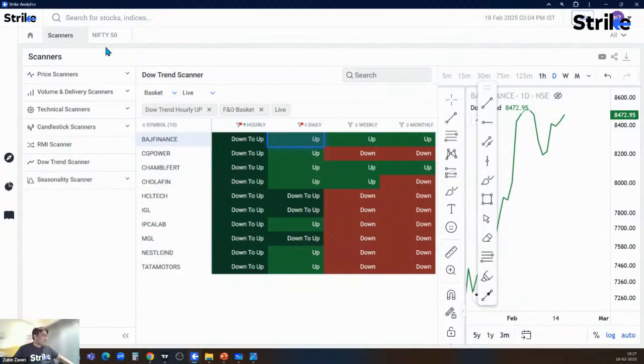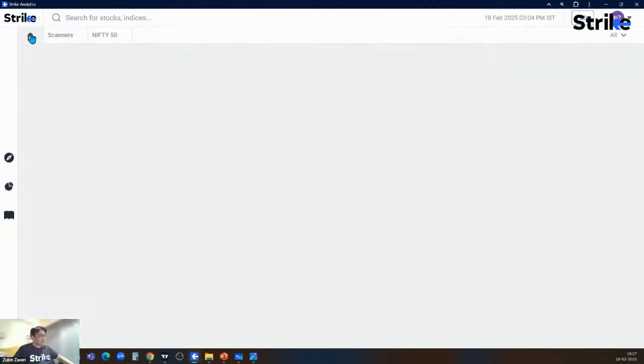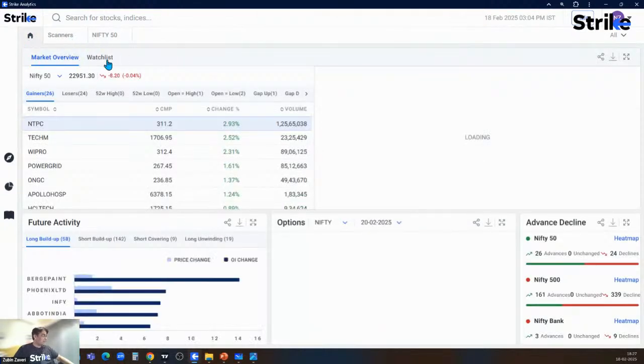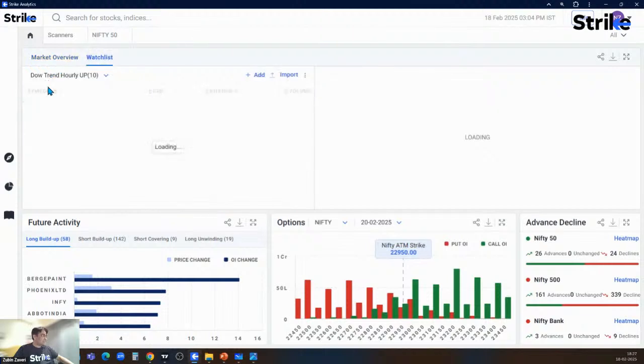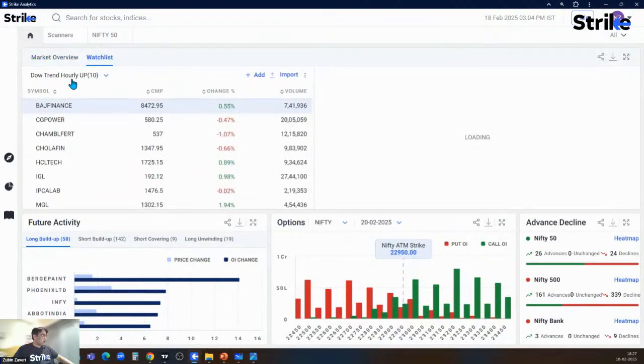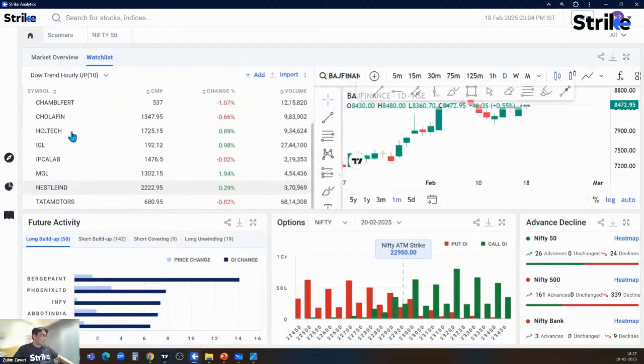Once it is added to the watch list, you can come to the home section first, click on the watch list and see whether your Dow trend hourly up, the 10 stocks have come up. Yes, they have come up over here. Now, what is the scene? Once you have understood that these are the stocks where the trend has changed, now I want to see whether the momentum has also changed or not. And for that, what do we have?